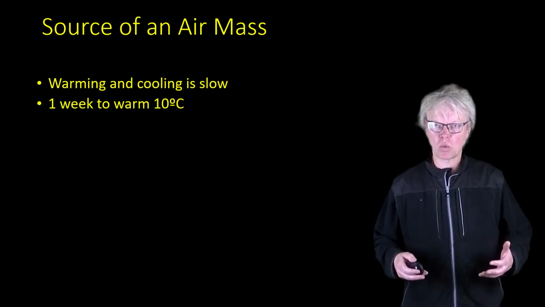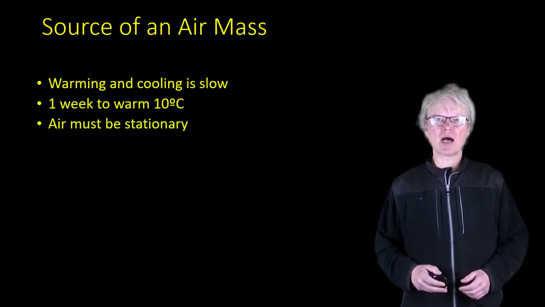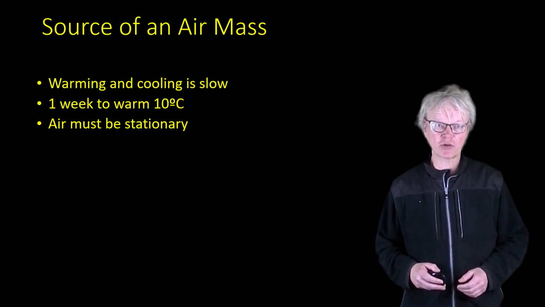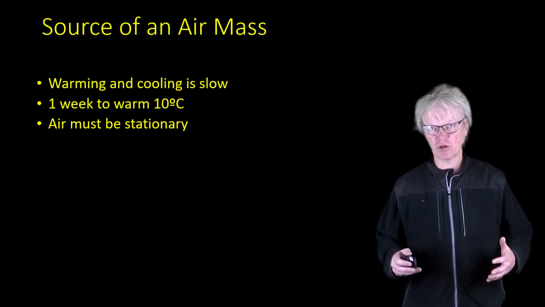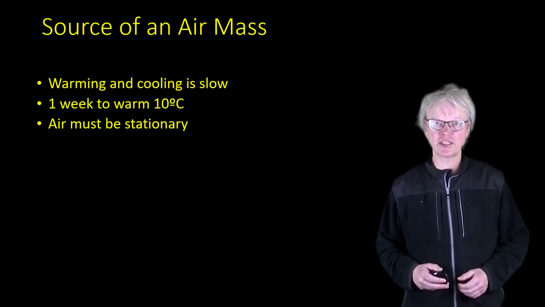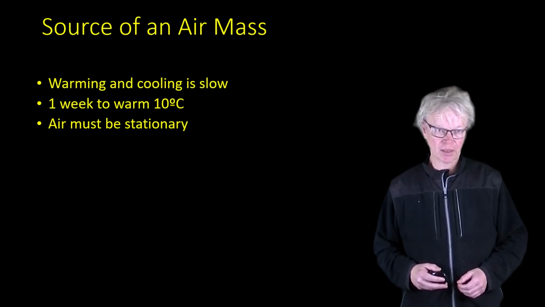Generally, it takes quite a while to warm up an air mass, and estimates are that it takes around 1 week to warm about 10 degrees centigrade. And in order to do that, the air mass must be stationary or moving very slowly so that it can take on the conditions that are existing at that point on the Earth's surface.